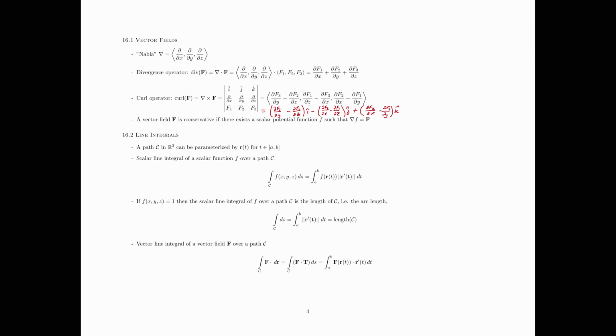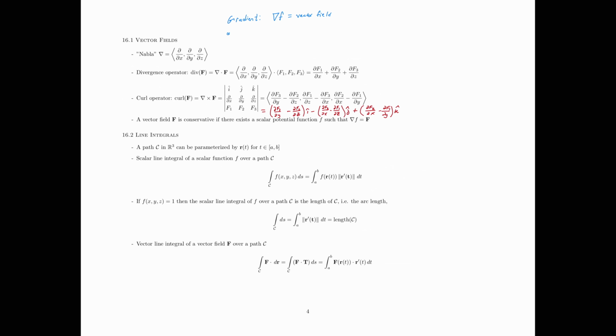Things that are important to know here is the following. It's not written here. I mean, it is, but it's implicit. I want to make this very explicit. So for gradient, you take the gradient of a scalar function and it spits out a vector field. So the gradient of a scalar is a vector.